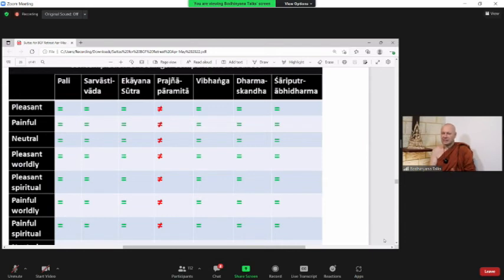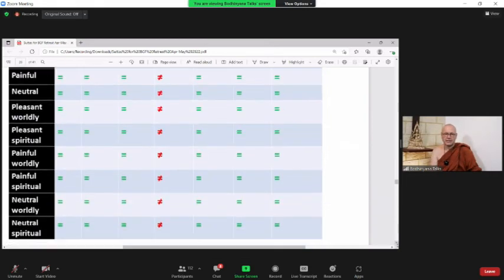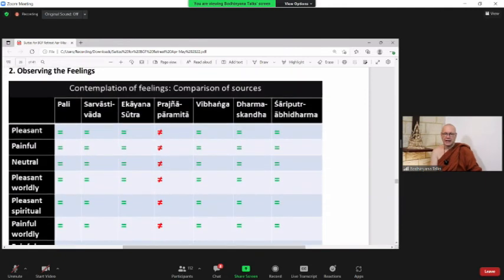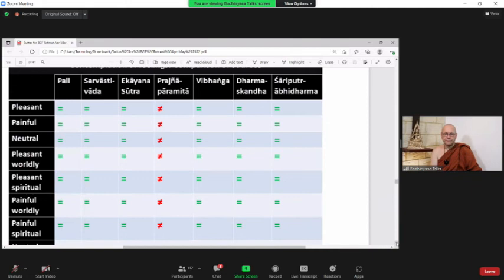But what you can see here is that all the other sources have everything, all the various aspects of feeling. They're all the same, all the way down to the very end. And I should say that this looks perhaps as if there is more agreement than there actually is. The reality is that there is not quite as much agreement as it seems here.